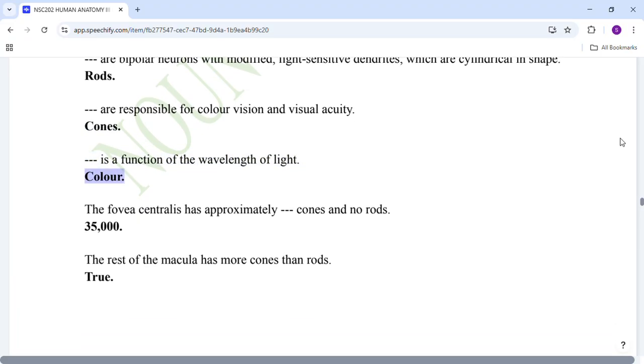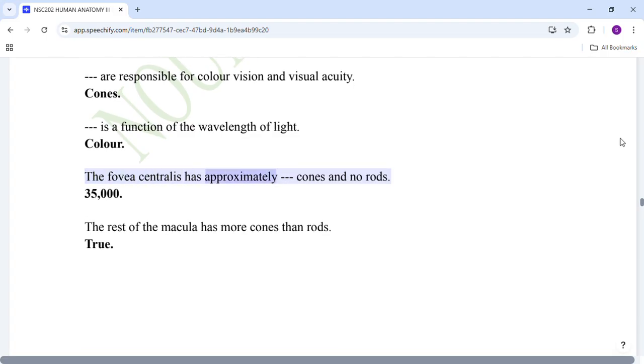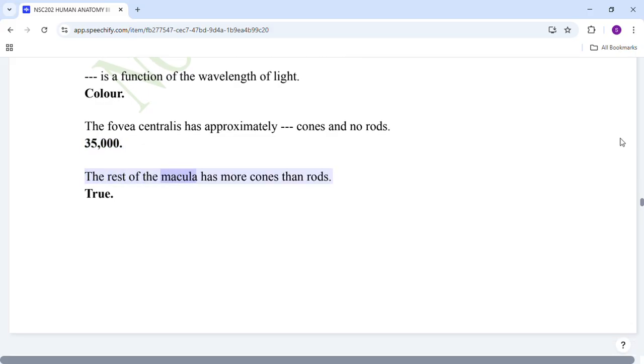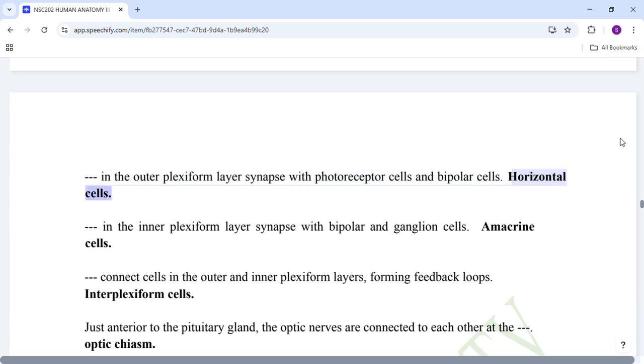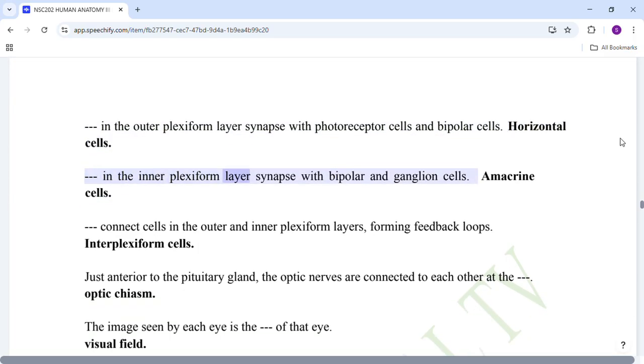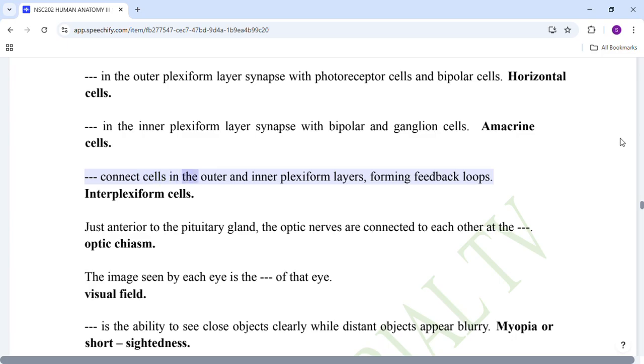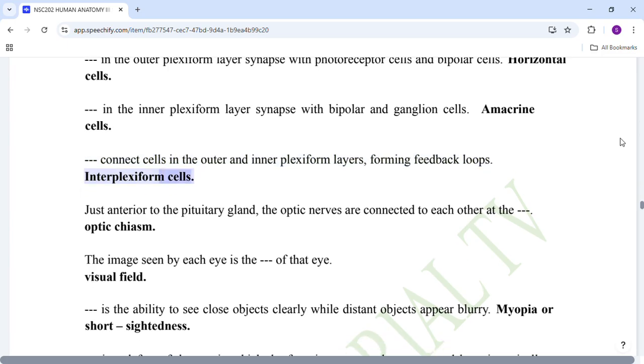The fovea centralis has approximately 35,000 cones and no rods. True, the rest of the macula has more cones than rods. Horizontal cells in the outer plexiform layer synapse with photoreceptor cells and bipolar cells. Amacrine cells in the inner plexiform layer synapse with bipolar and ganglion cells. Interplexiform cells connect cells in the outer and inner plexiform layers, forming feedback loops.